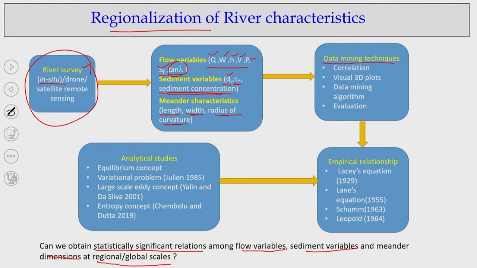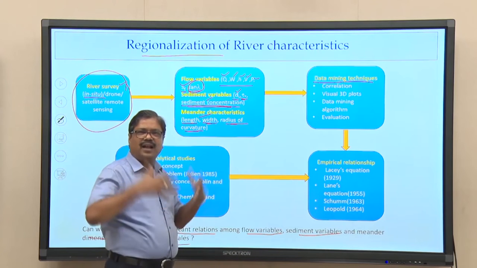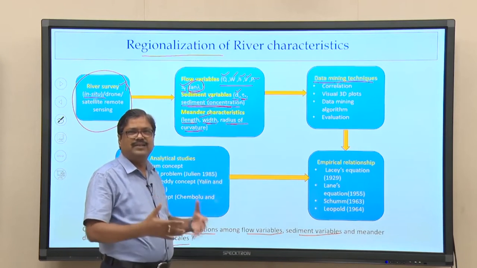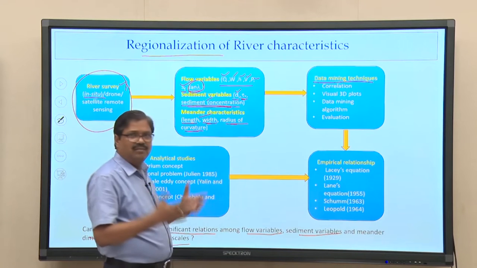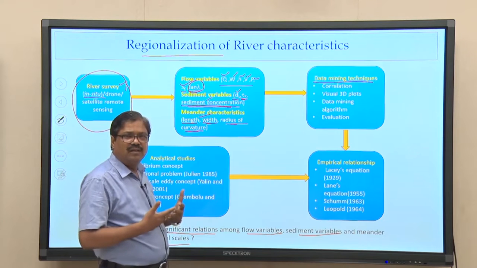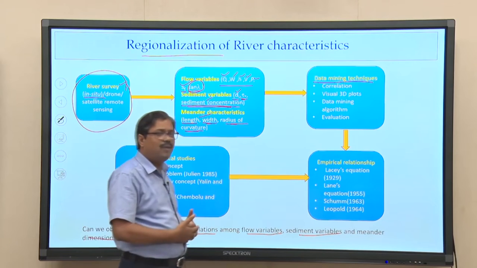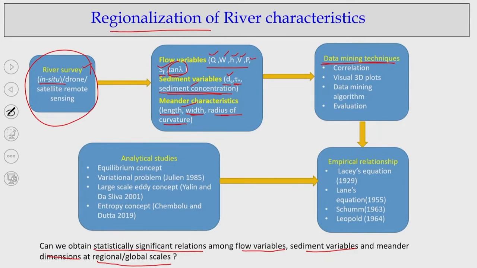Okay. So, data mining concept: you have a huge data measurement of the flow variable, sediment variable, the meandering characteristics at different parts of the rivers, different rivers, at different time intervals, at the equilibrium stage, the stage where the banks are quite stable, or there is not a significant order of change happening. If you look at that part, we can establish the relationship using the data mining concept.